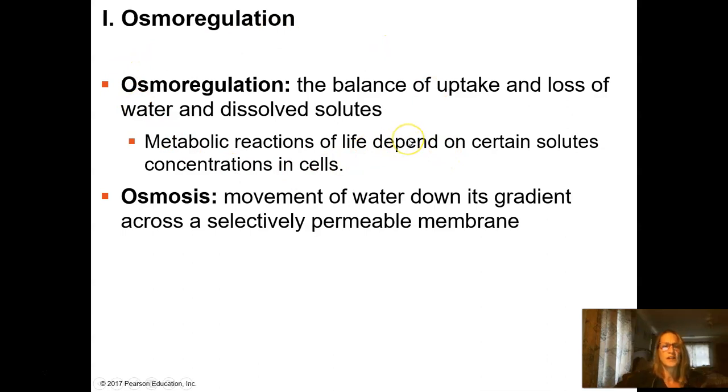As we learned before, osmosis is the movement of water down its gradient across a selectively permeable membrane. We talked about this when we were talking about plants, and we often talked about it in terms of water potential. So water moving from an area of high water potential to areas of lower water potential across a membrane.